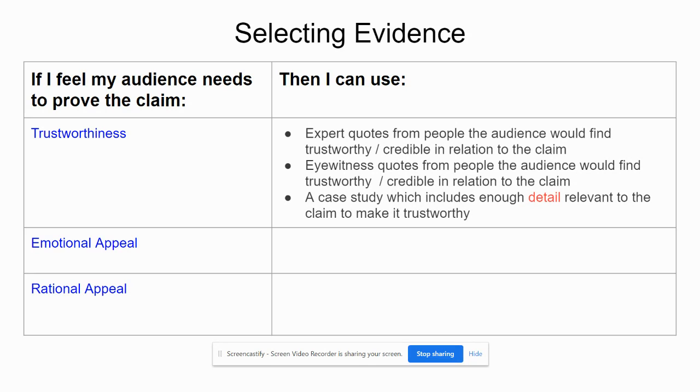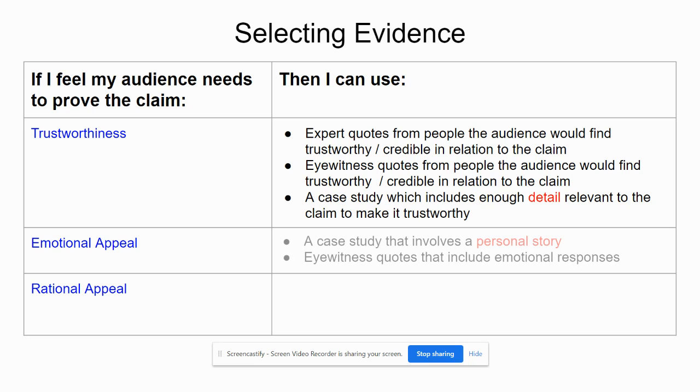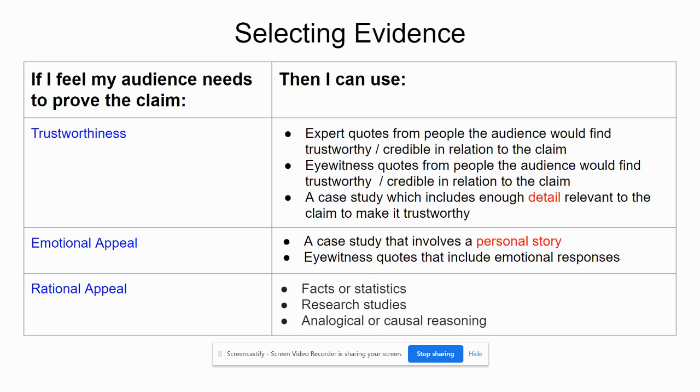So for trustworthiness, we have expert quotes, eyewitness quotes, or case studies with plenty of detail. For emotional appeal, we have case studies involving a personal story, eyewitness quotes with emotional responses. Or for rational appeal, we have facts, statistics, research studies, analogical or causal reasoning.